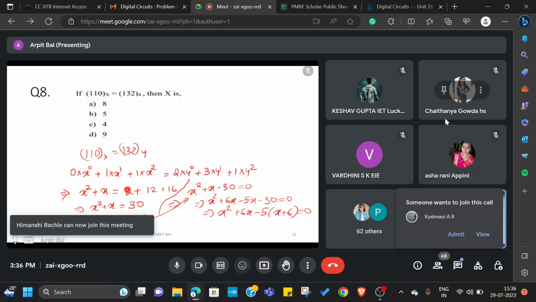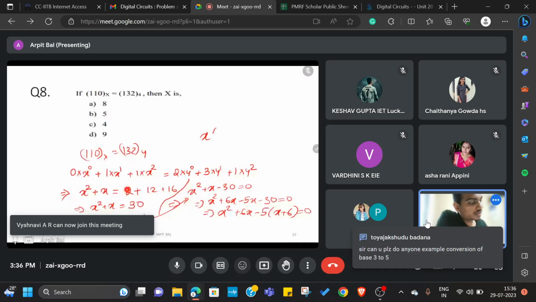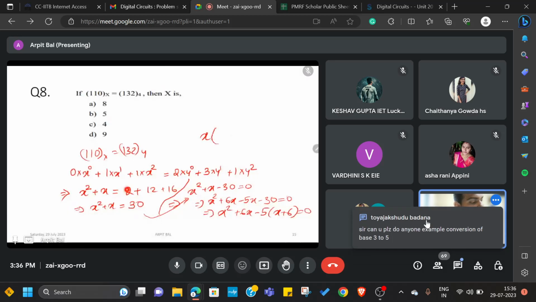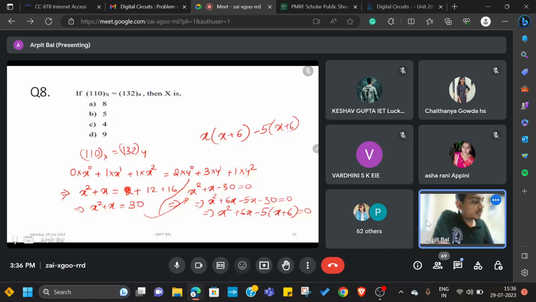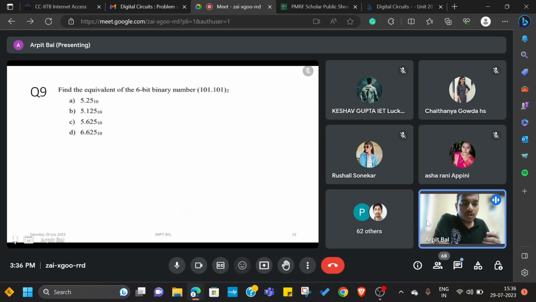This implies x minus 5 into x plus 6 is equal to 0. So we have two values. x can be either 5 or -6, but -6 doesn't make any sense, because a base cannot be negative. So 5 is our answer. Okay, so moving on to the next question.